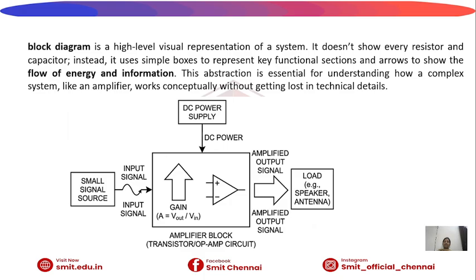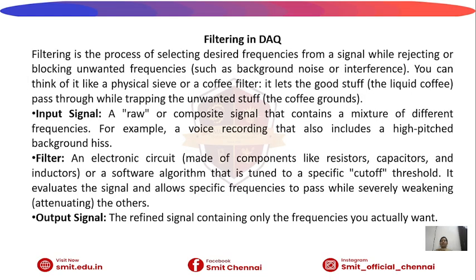For example, speaker, antenna. From the speaker, we listen to the voice, the analog signals. For the antenna, it is for sending signals over a long distance. So that's why we are using the antenna. So these are the output signals. Okay. So destination signal. So this is the amplification. Okay. So basic thing only for a DAC system.